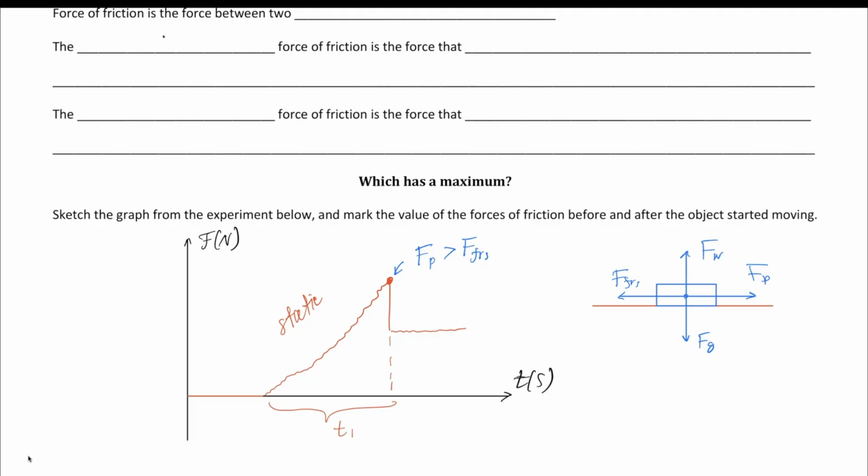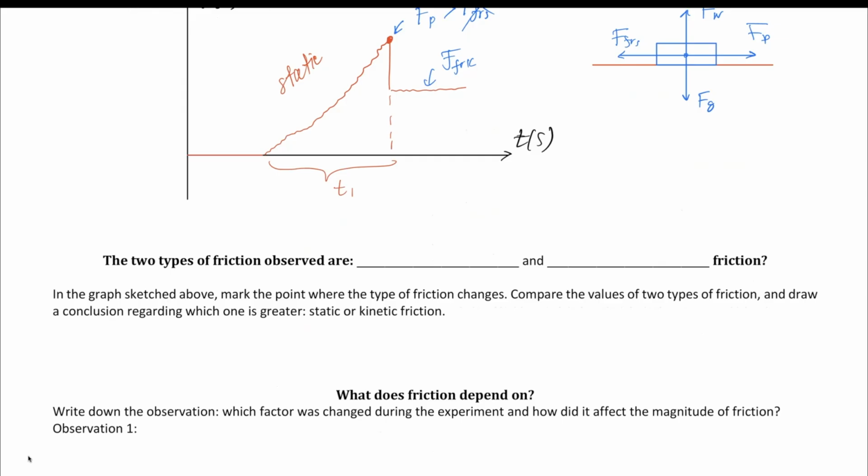And once the object started sliding, the force of static friction was no more, and this was the force of kinetic friction. We observed that kinetic friction is less than the force of static friction, and that was what we wrote down here. So static friction is greater than kinetic.